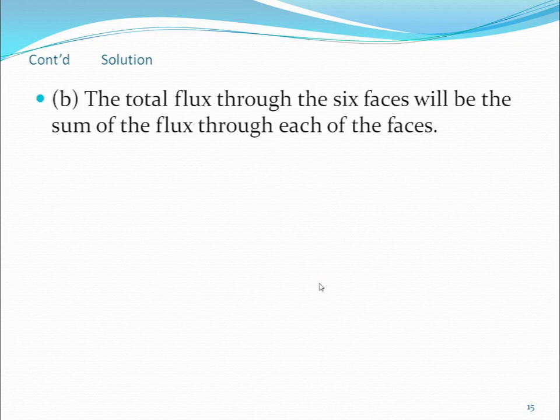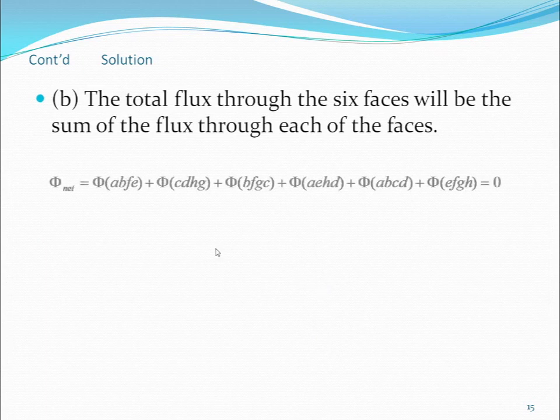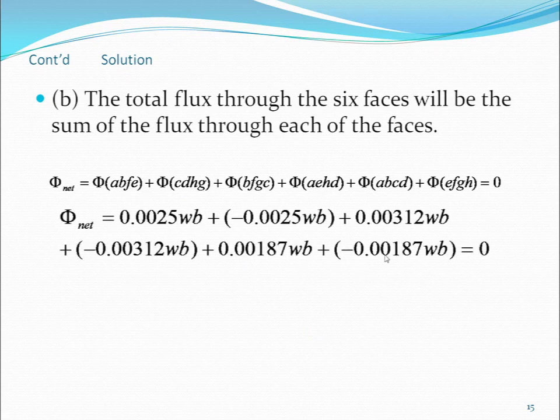Part b asks for the total flux. Total flux is simply the sum of the fluxes across each of the faces that we have already calculated. So we sum up: top face, bottom face, front face, rear face, left face, right face. The numerical values are given like this. These values are already given. So positive, negative, positive, negative. There are as many positives as there are negatives. Therefore, the flux will cancel out. The flux will be 0.